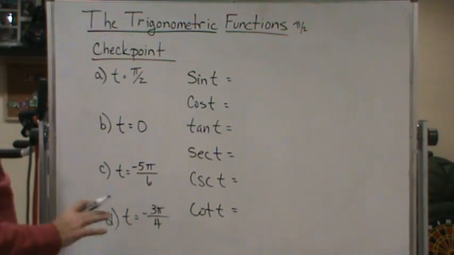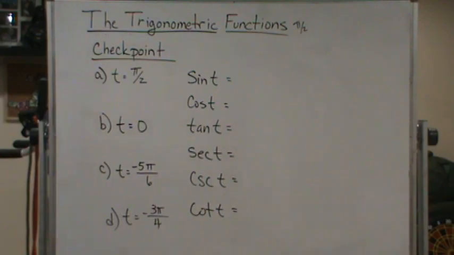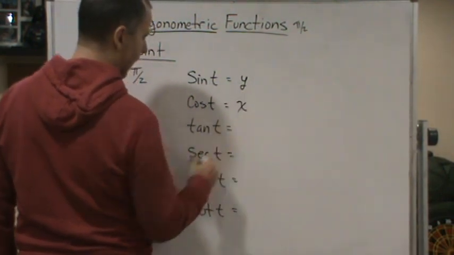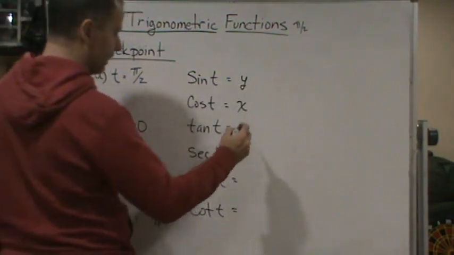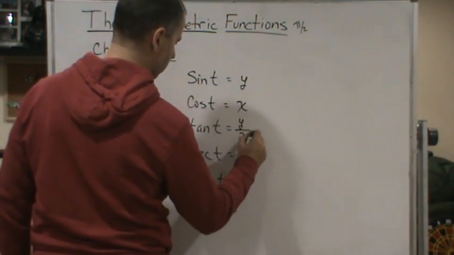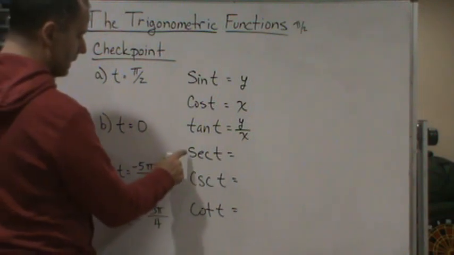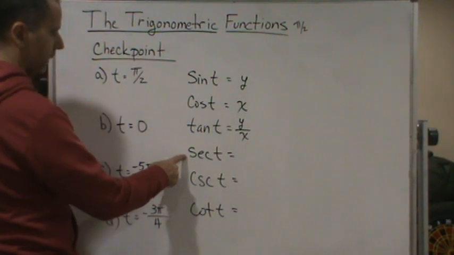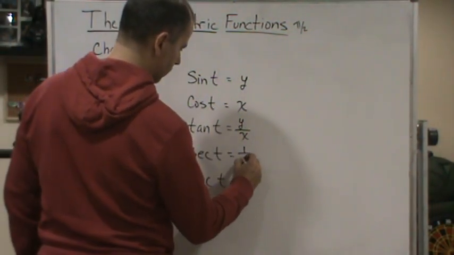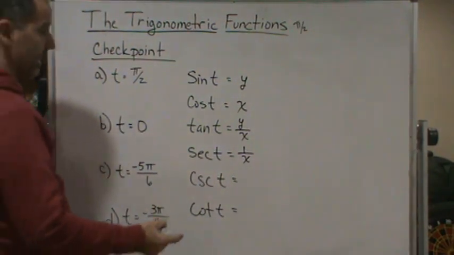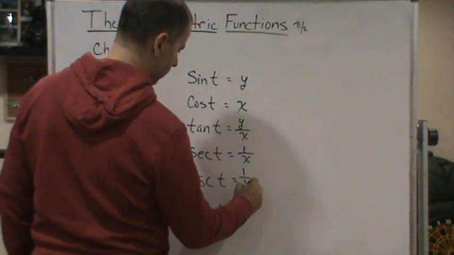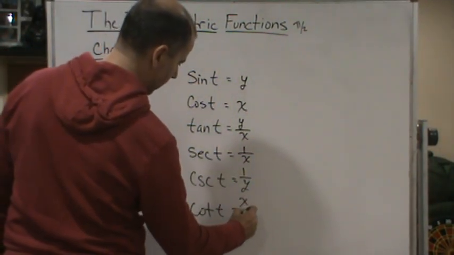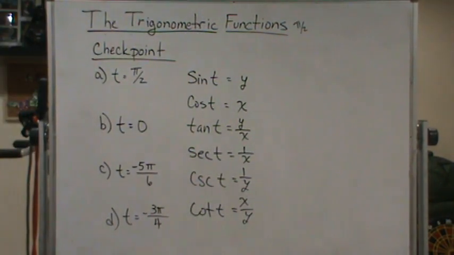Now, sine t is equal to y. Cosine t is equal to x. Tangent is y over x. Now, secant is 1 over cosine. That's what you have to remember. Secant is 1 over cosine, which is going to be 1 over x. Cosecant is 1 over sine, so that's going to be 1 over y. And then cotangent is the reciprocal of tangent, so that's going to be x over y.